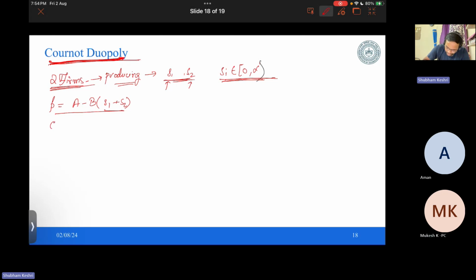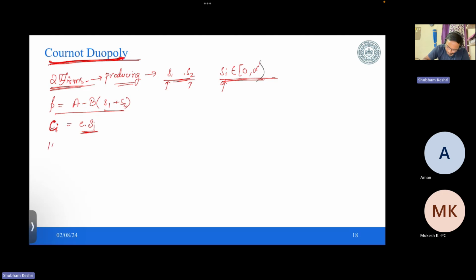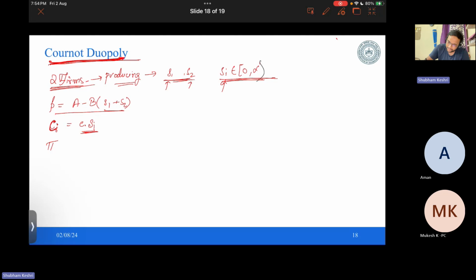And the cost of production for firm i is given as a constant C per unit, so it will be C times Si. This is capital C. Cost of production is a fixed cost C times the quantity he is producing. Very simple expression. Therefore, the profit of the firm, you can write it as utility U. In operations research, it is written as pi.